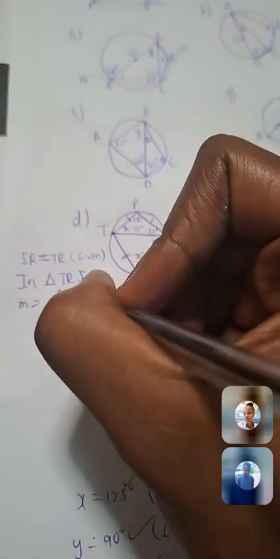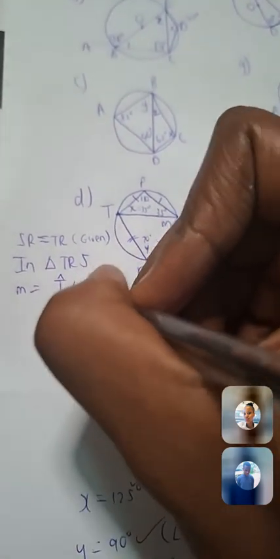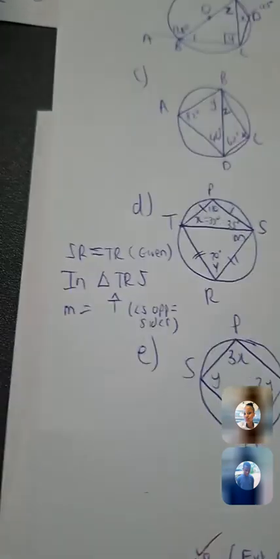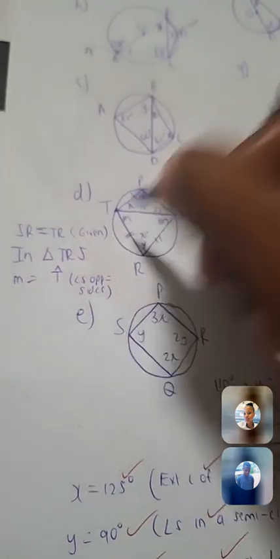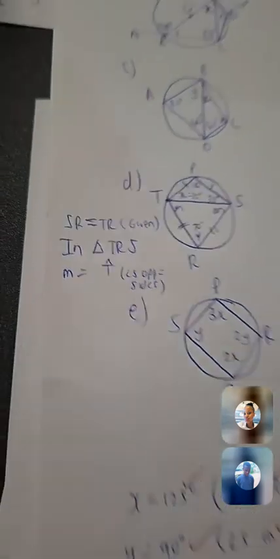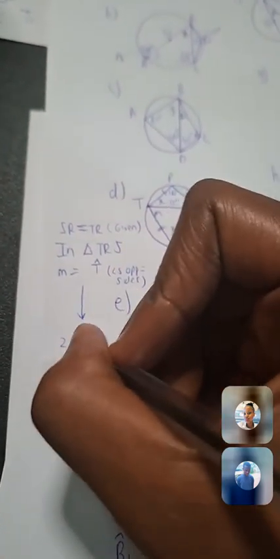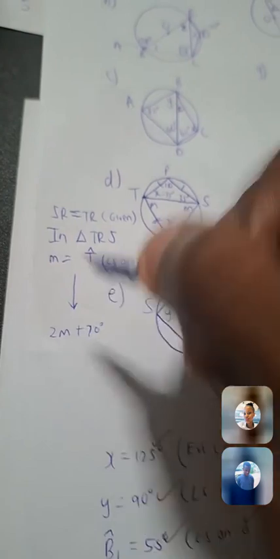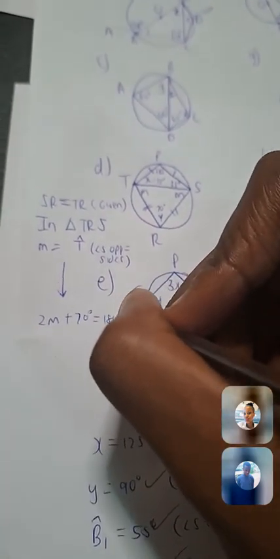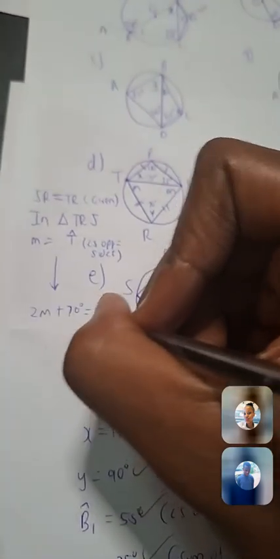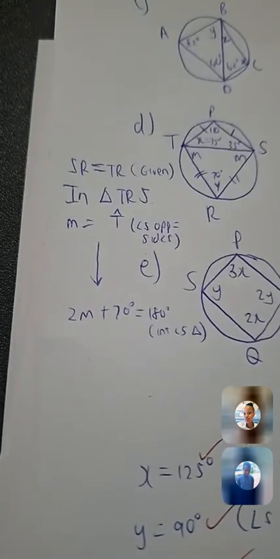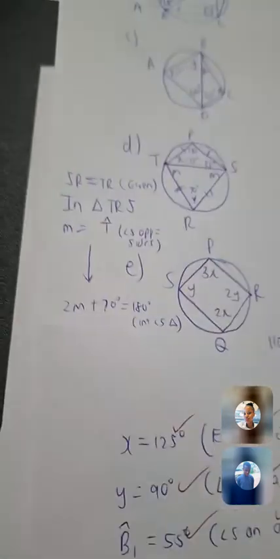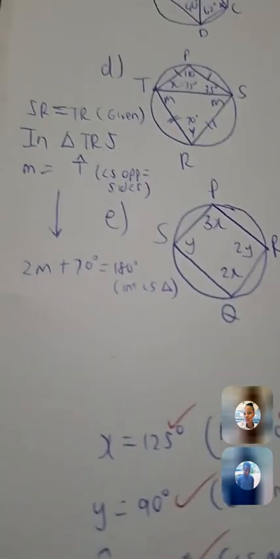What's the reason? Angles opposite equal sides. Okay. Which means 2M plus 70 is equal to 180. Very true. Interior angles of a triangle. Yes, and then we solve for M. Let's go ahead. Let's solve for it. So how do we go about it?